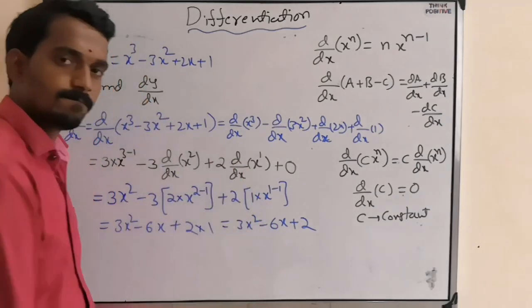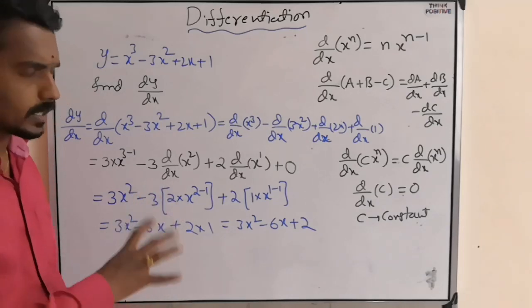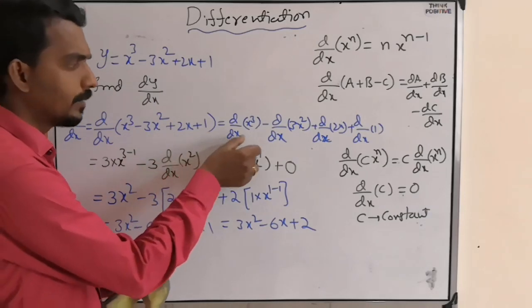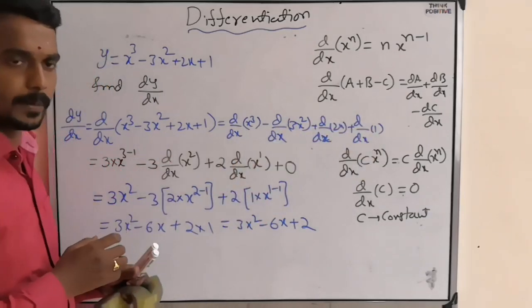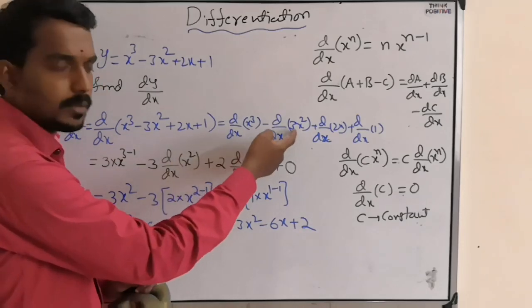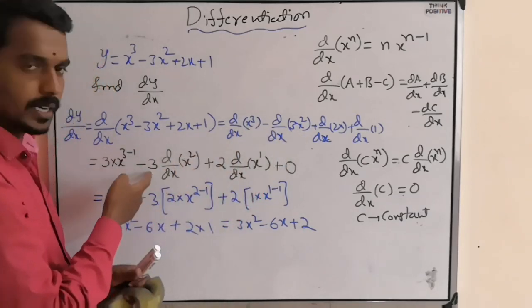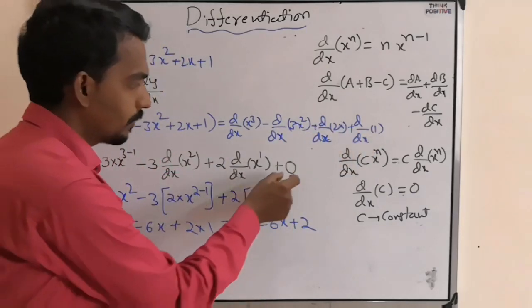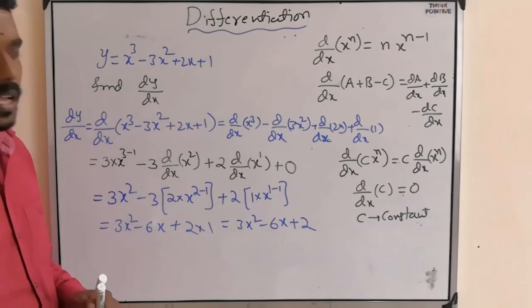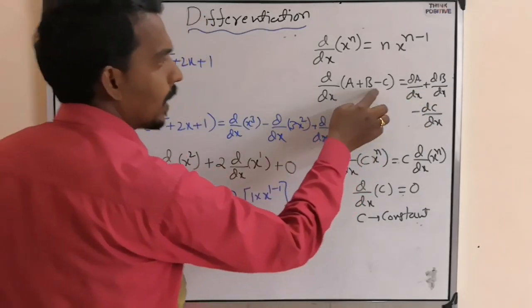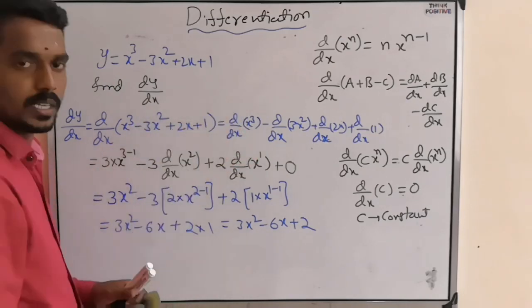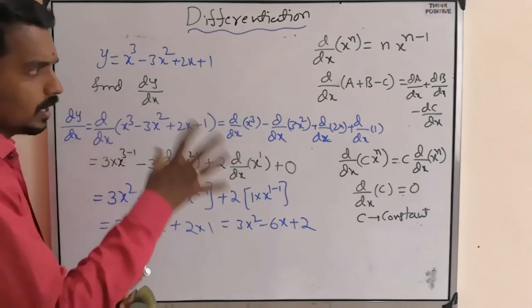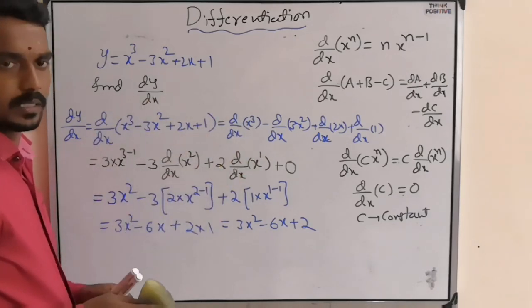Differentiation of this function. So step by step, take the number of terms. Write differentiation for each term separately. And if there is any constant multiplied by a variable, take that constant outside. And if there is only one single constant, alone, differentiation becomes 0. And if there is a plus, take plus. Minus, take minus as it is. Don't change the sign. Minus, minus, plus, plus. So this way you have to apply differentiation.